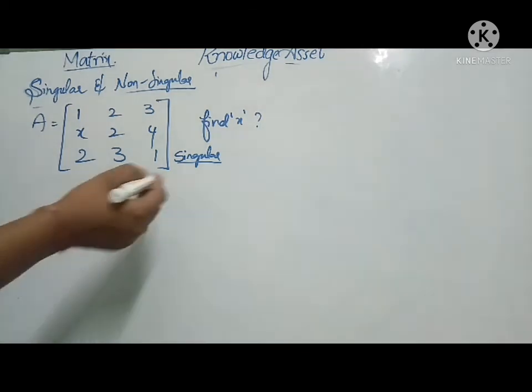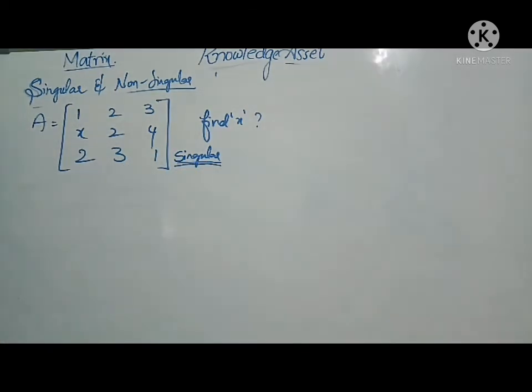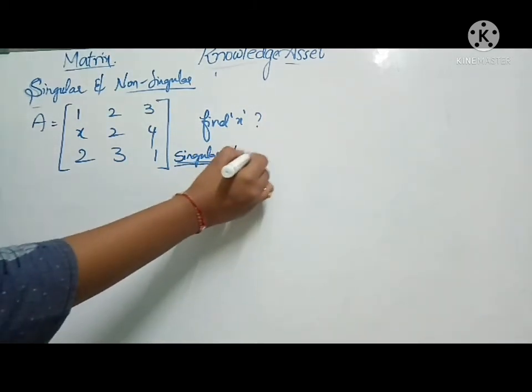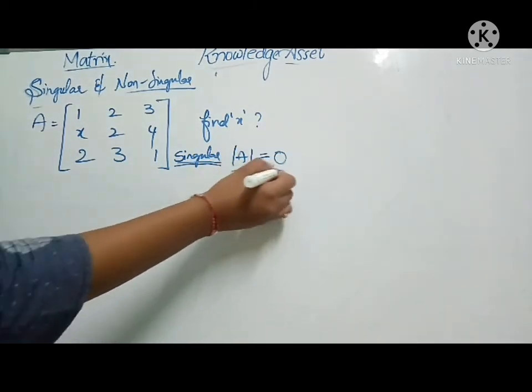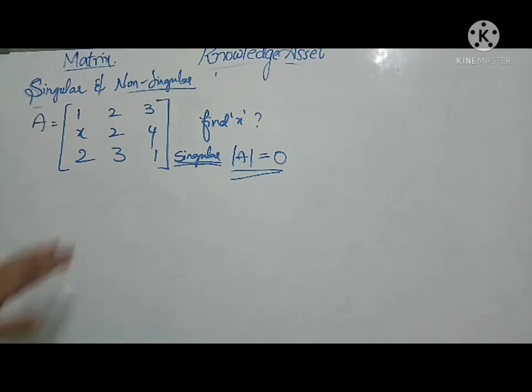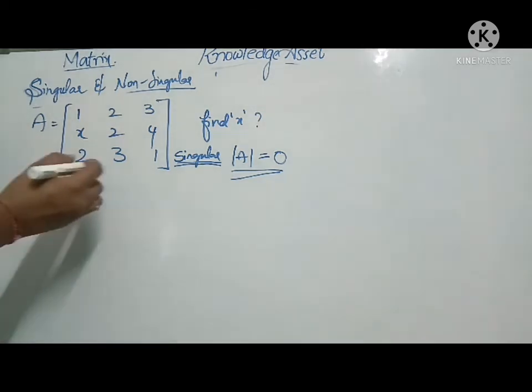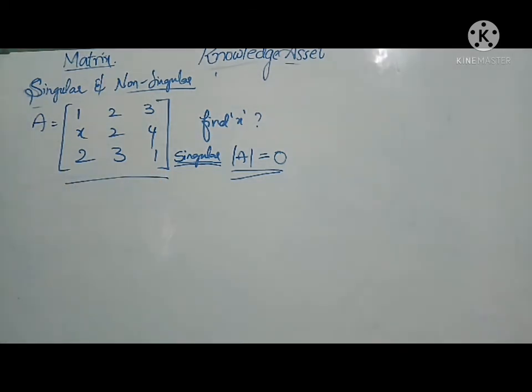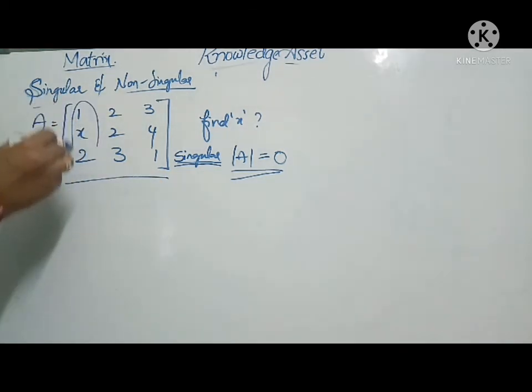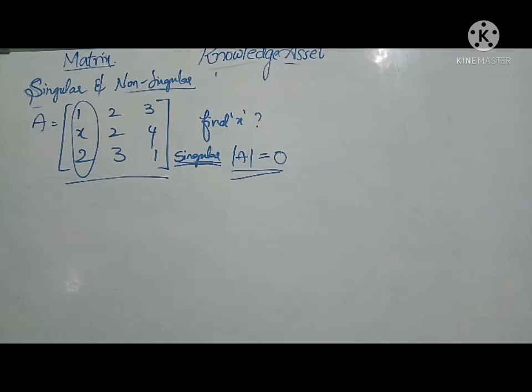From the given hint, what is the hint? A is a singular matrix. So for a singular matrix, what is the condition? The det A must be equal to 0. Then, first of all, find the determinant of this matrix. If we want to make it simple, we expand it by a column, so that the determinant is obtained and the value of x can also be found.